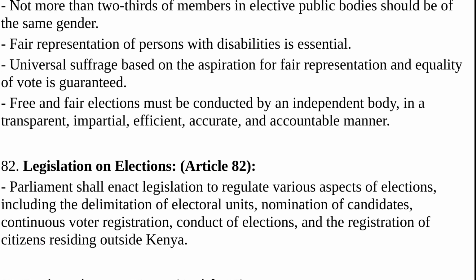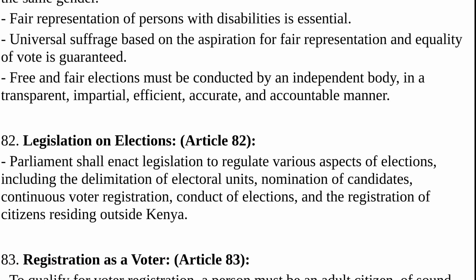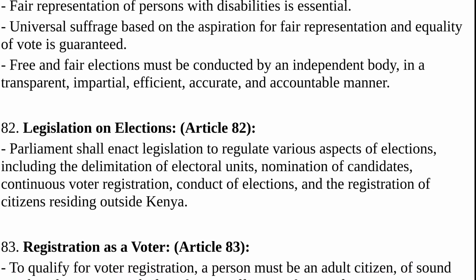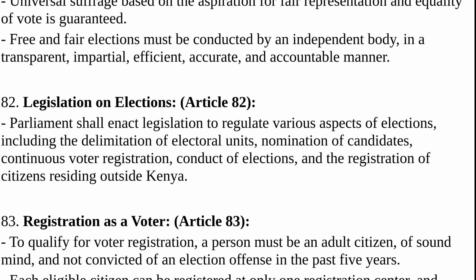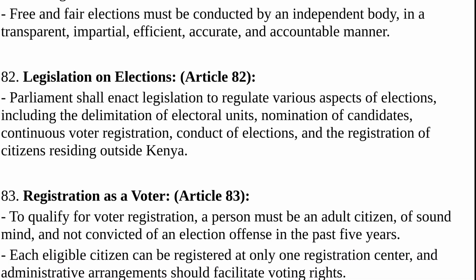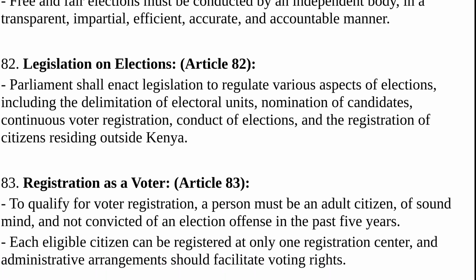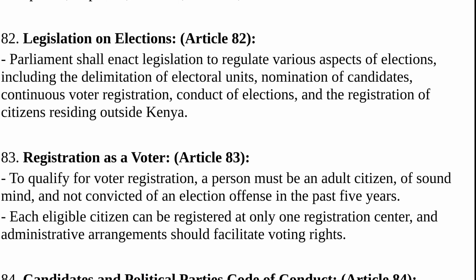83. Registration as a voter. Article 83. To qualify for voter registration, a person must be an adult citizen, of sound mind, and not convicted of an election offense in the past 5 years. Each eligible citizen can be registered at only one registration center, and administrative arrangements should facilitate voting rights.